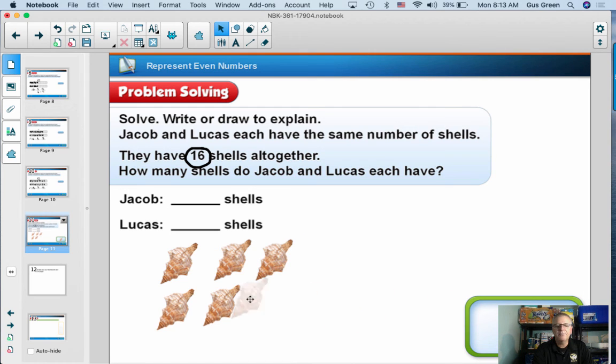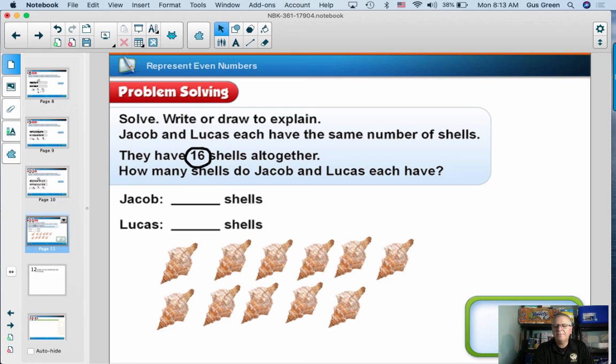5, 6, 7, 8, 9, 10, 11, 12, 13, 14, 15, and 16. And I love I can see right away that they all match up top to bottom.